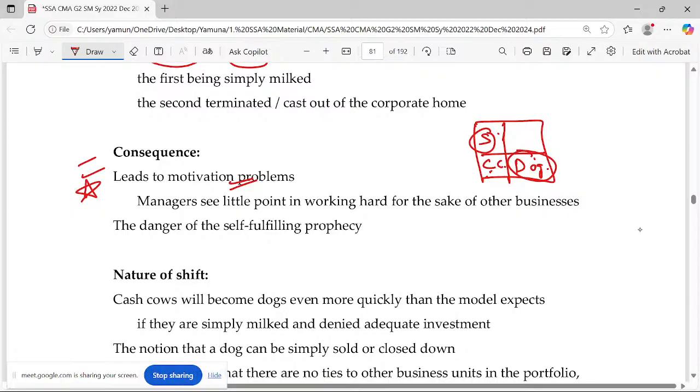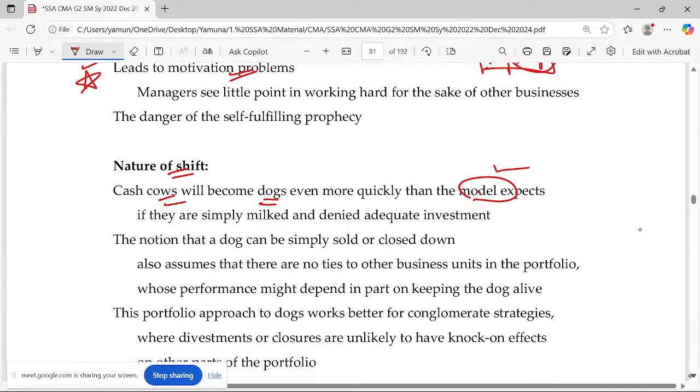So why do I need to extend this product? I may be having a different sense here. So actually, this is not giving a motivated case. Either it's motivating or it's a misunderstanding. Nature of shift: yes, cash cows will become dogs even more quickly than the model expects. Sometimes it's not direct, it takes a long time. Cash cows generate money, but how long? It may be quickly turning to dogs.